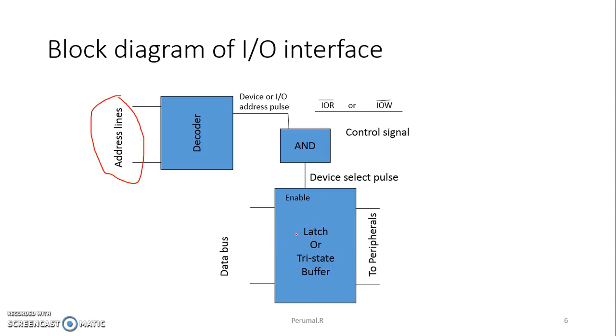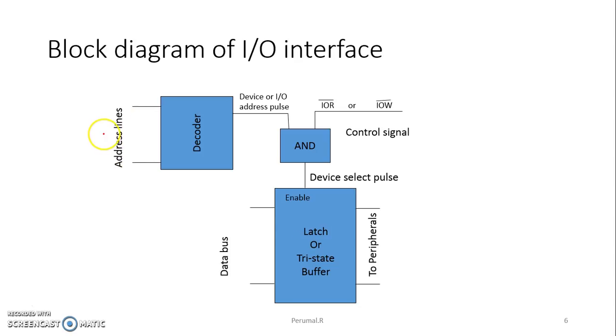If it is an input port, it will be a tri-state buffer. If it is an output port, it will be a latch. And your microprocessor data bus will be connected to this latch or buffer. The other side of the buffer will be connected to the peripherals, that is your input devices or output devices.